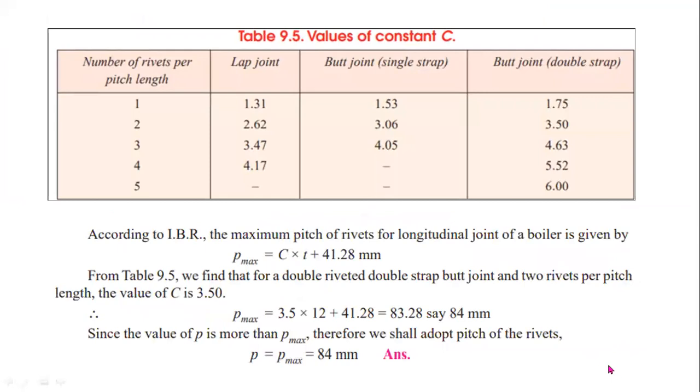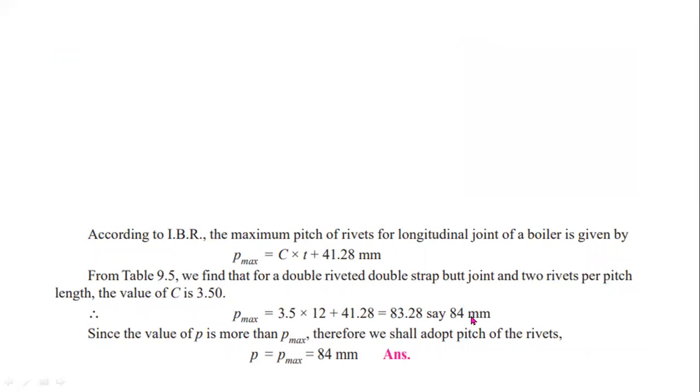From the standard table, you have to calculate the maximum pitch of the rivets. Here the maximum pitch equals C × t + 41.28 mm. Here the capital C, you have to select for double strap butt joints with double riveted. Here 2 is for double riveted, and 3.5 is for double strap butt joint. So capital C equals 3.5. Substituting C equal to 3.5 and thickness of the plate equal to 12 mm, plus 41.28, so 84 mm is the maximum pitch.